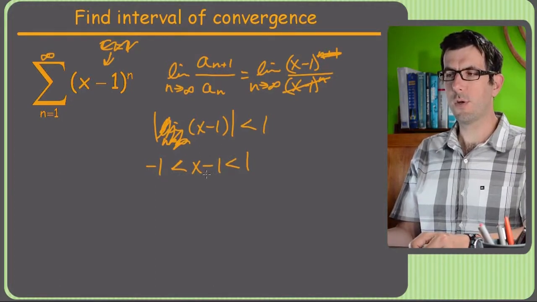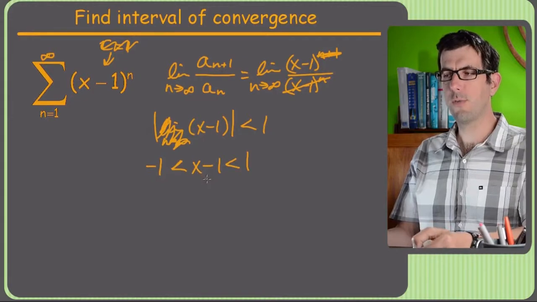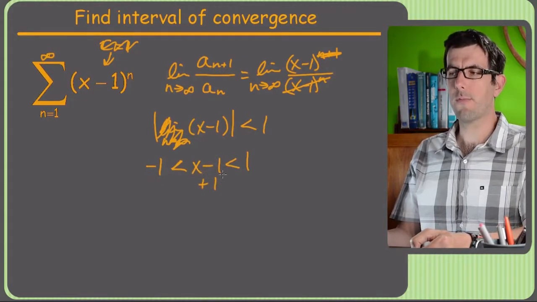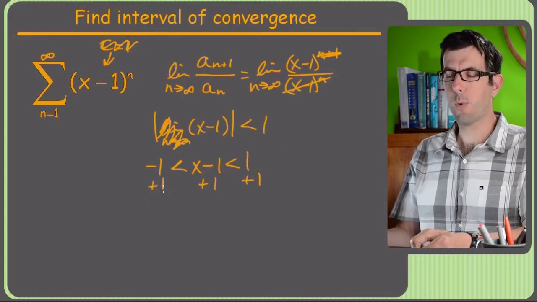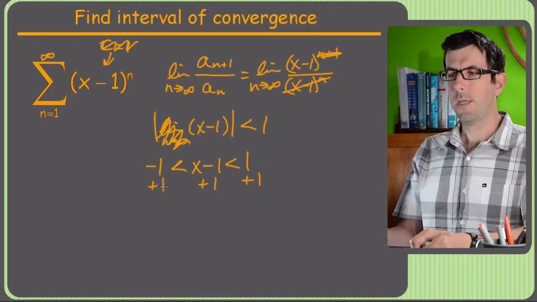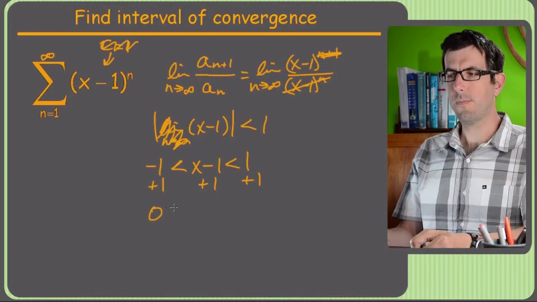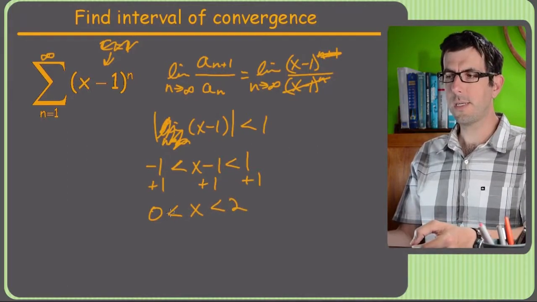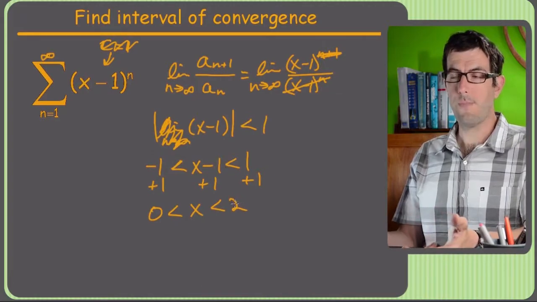And at this point, it's just sort of almost like a three-sided equation. So if you want to get down to x instead of x minus 1, we'll just add 1 to get rid of the -1. But then, of course, we have to add 1 everywhere else, which in this case is a total of 3 places. -1 plus 1 is 0, is less than x, is less than 2. So our radius of convergence, you can see, is actually still 1.